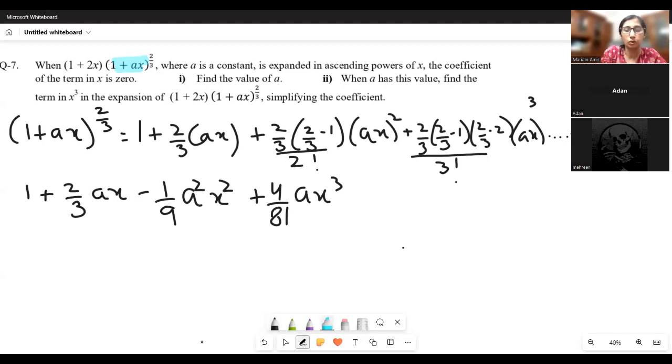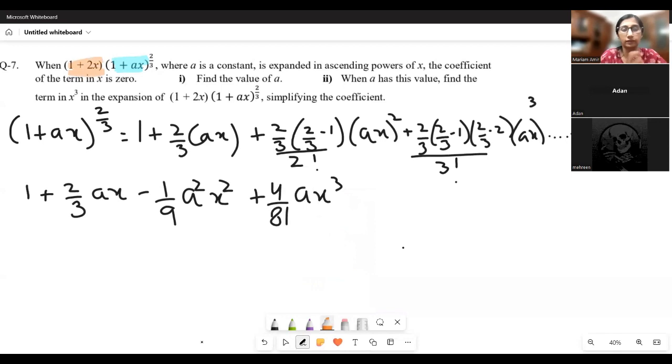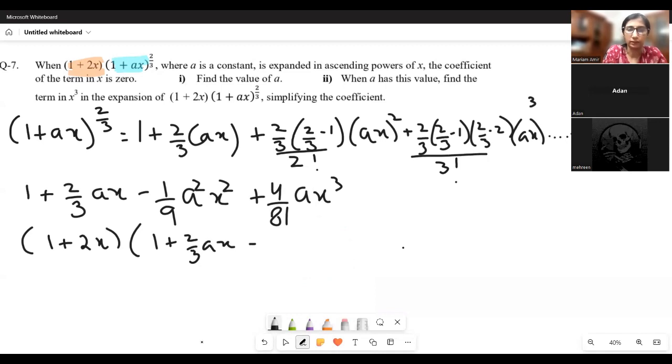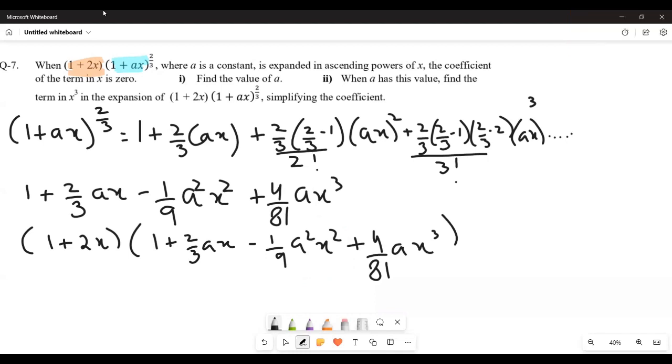Now we have to also multiply this with 1 plus 2x and then state the coefficient of x. Okay, I'm going to multiply this with 1 plus 2x. 1 plus 2 by 3 ax minus 1 by 9 a square x square plus 4 by 81 ax cubed. I just need a quick few seconds. I'm coming back.